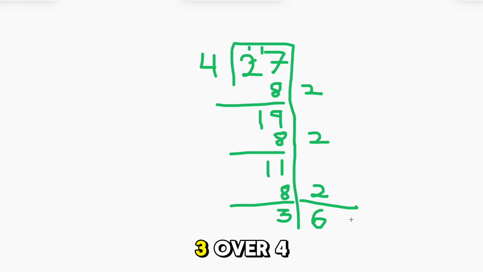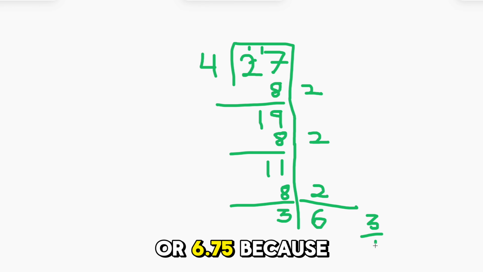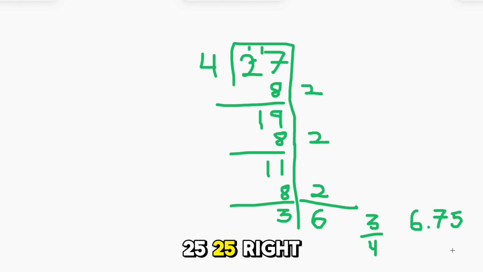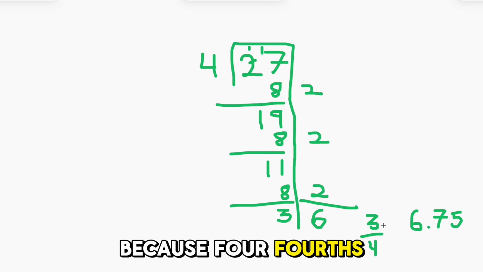So I have a remainder of 3 over 4, or 6.75, because 3/4 is 75 out of 100, that is 25, 25, 25, because 4/4 is 1 whole.